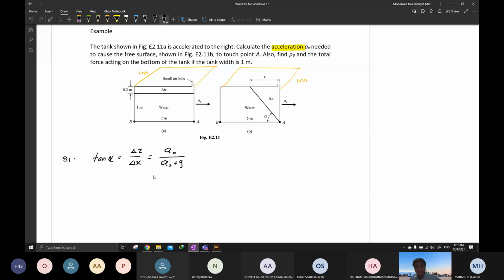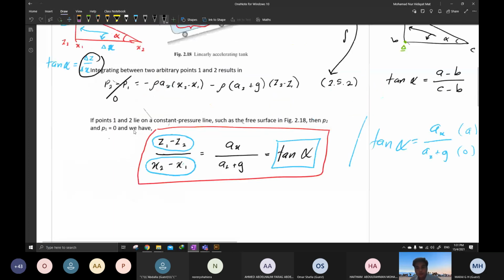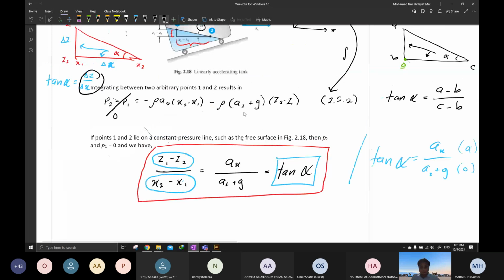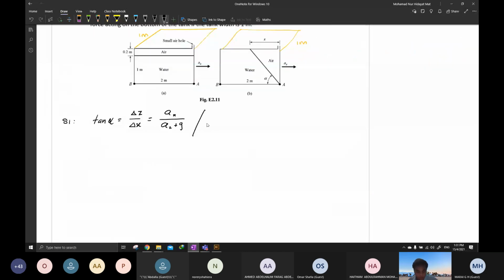And then we also have another equation. Remember this equation, 252. We also have another equation that we're going to use, which is P2 minus P1 equals negative rho AX, X2 minus X1, minus rho A.